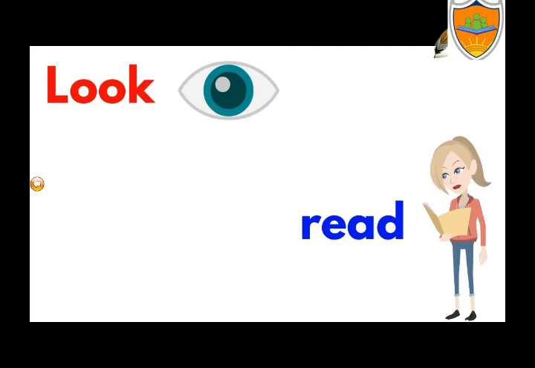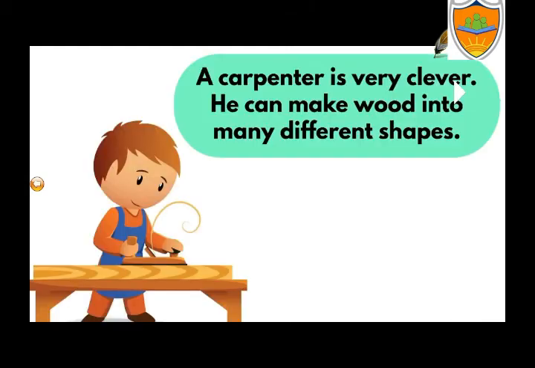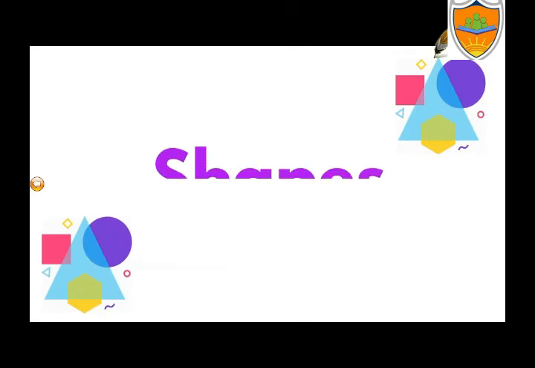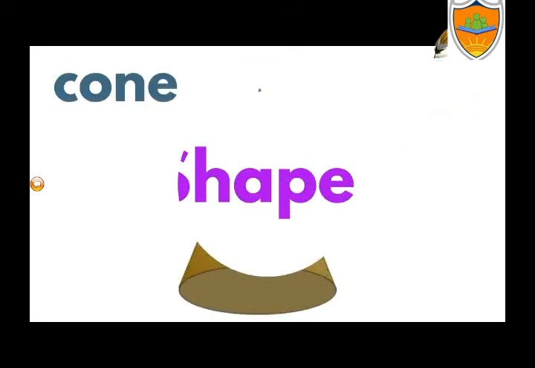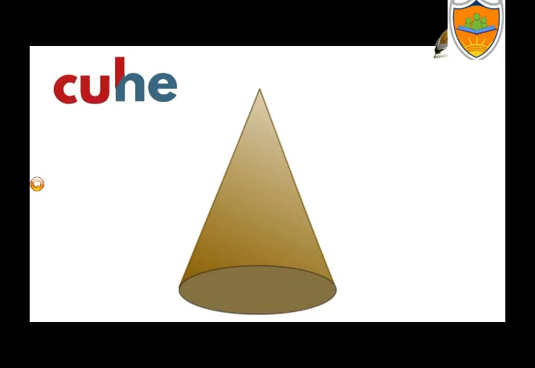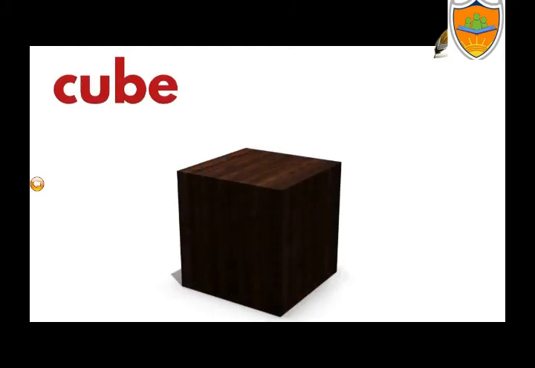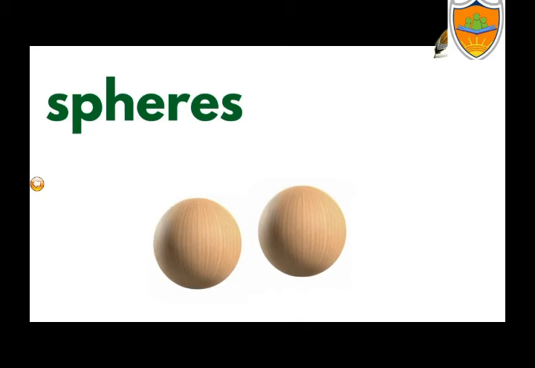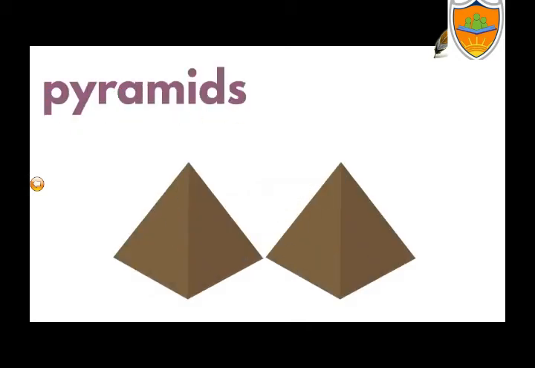And now we have different and lovely shapes. Shapes that the carpenter can make from wood. Let's know these shapes and their names. Let's watch this video together. A carpenter is very clever. He can make wood into many different shapes. Shapes: cone, cube, spheres, pyramids, cylinder.